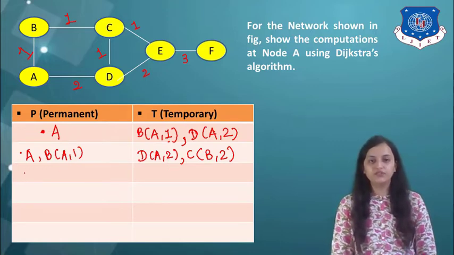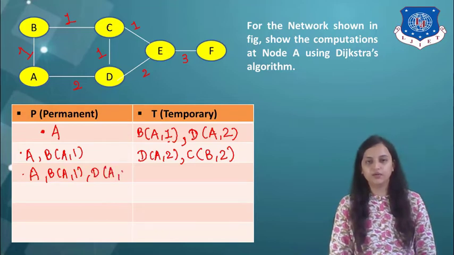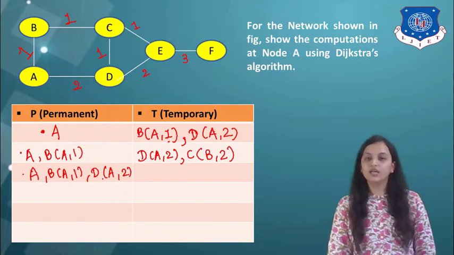So now I am shifting this on the permanent side. On the permanent side, I will have the value A, BA1, and now D is shifted to the permanent side. As D is shifted on the permanent side, we don't need to write it down on the temporary side. So over here, we need to carry forward only CB2.